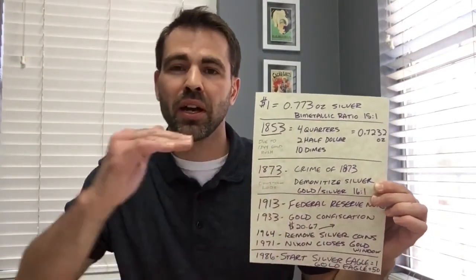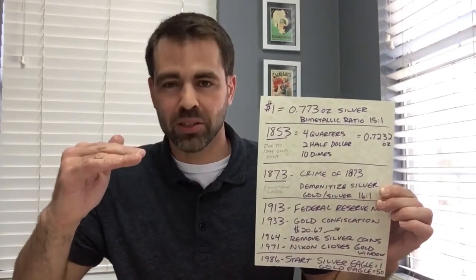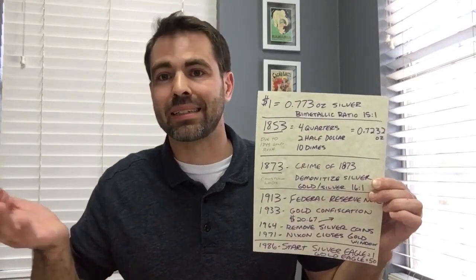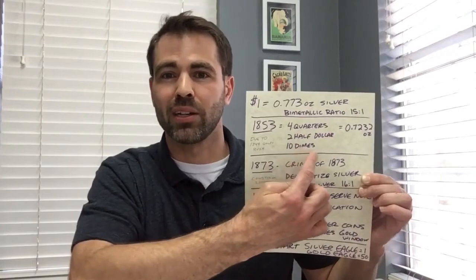In 1853, there was an interesting change. The 1849 gold rush, since it was a bimetallic ratio, when the gold became more available, it threw the ratio off. So what they did was they ended up making the dimes, quarters, and half dollars smaller, because again, the ratio was off. They didn't touch the Seated Liberty dollars, but they did mess with the change. So $1 in change was 0.7232. So again, kind of devalued the change.